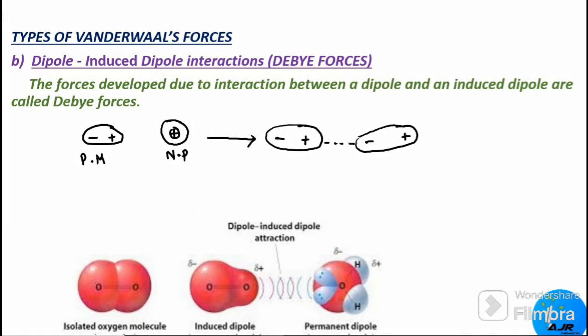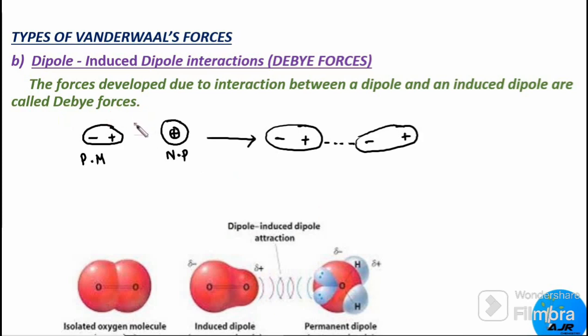See here what is happening. This is a water molecule, which has a permanent dipole moment. Now this is attracting the electron cloud of the oxygen molecule, that is a non-polar molecule, towards itself, so that automatically an induced dipole is formed here. So an electrostatic force of attraction is produced between the induced dipole and the permanent dipole. This attraction between the permanent dipole and the induced dipole is called the Debye force.